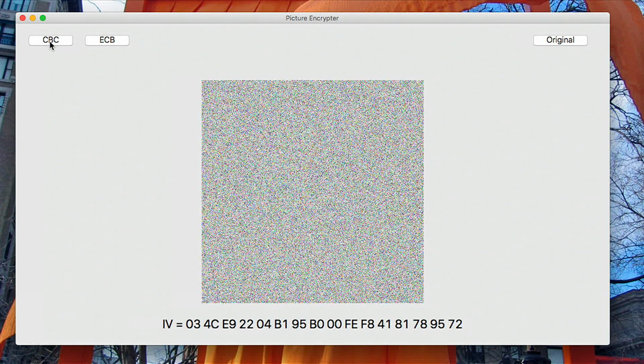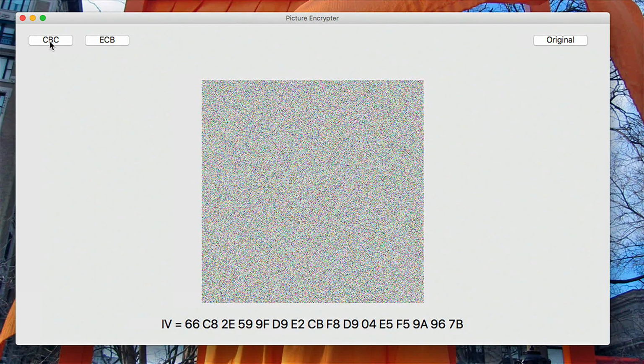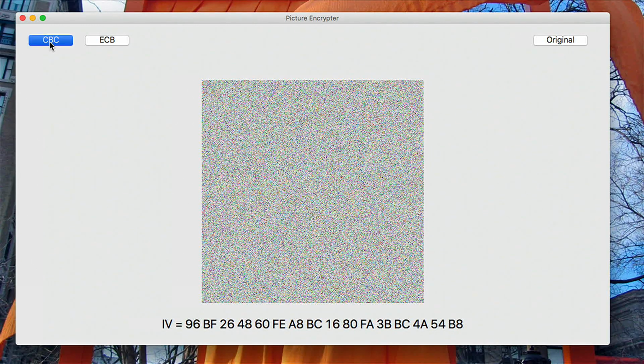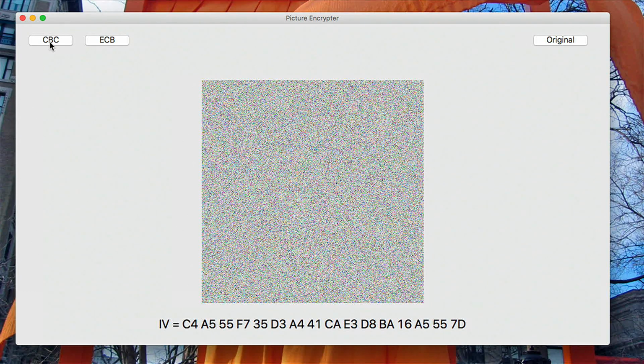So you see what's happening. Even though it looks like snow, it looks like different snow each time. It's different snow. Right. So you could take this same picture with different initial vectors with the same key, and it would look like different data. Did anyone have any questions about that before I proceed? OK, good.